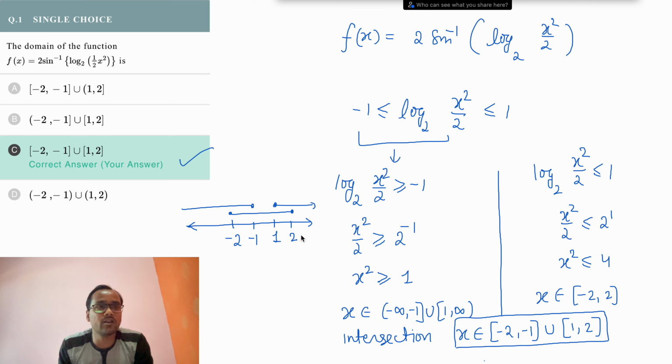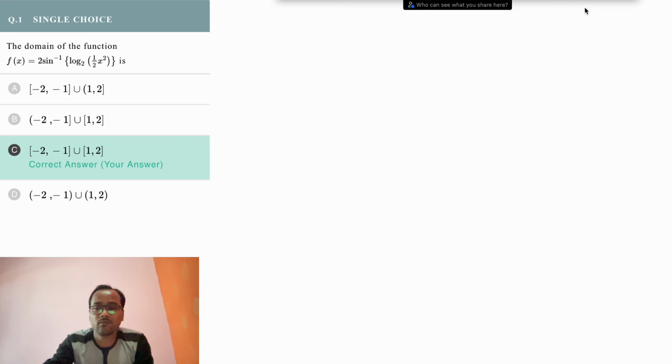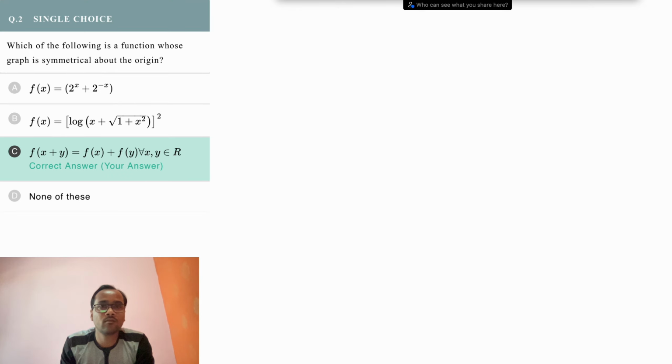I hope this should be clear. Now let's come to the next question. The next question says, which of the following is a function whose graph is symmetric about origin?